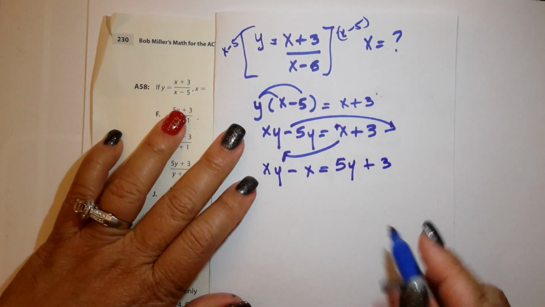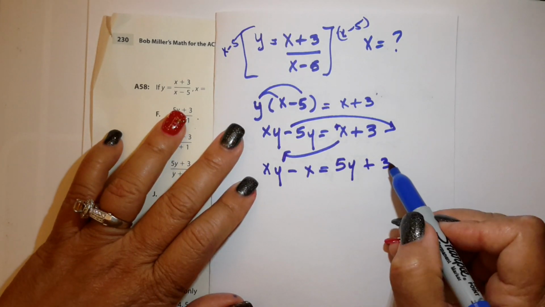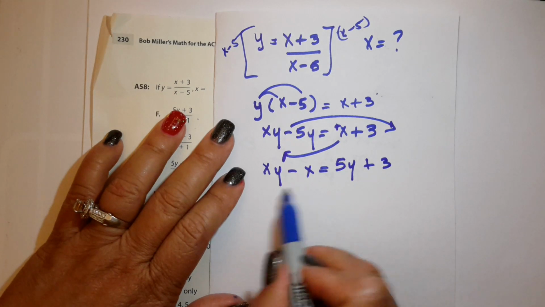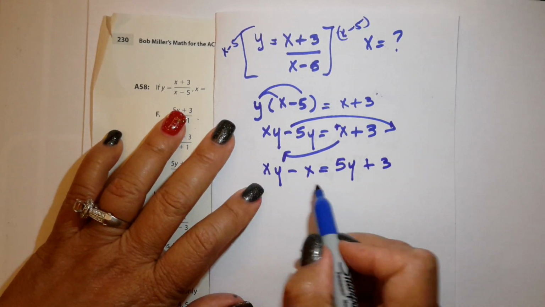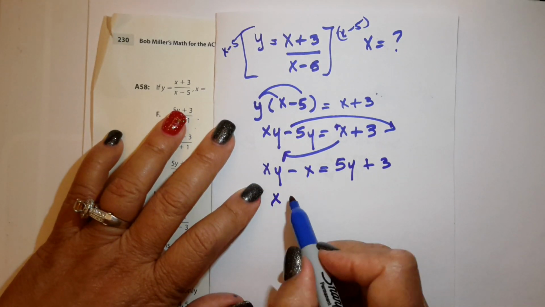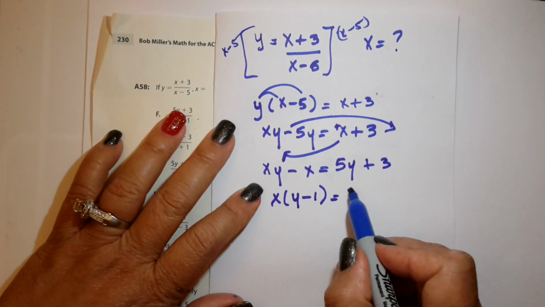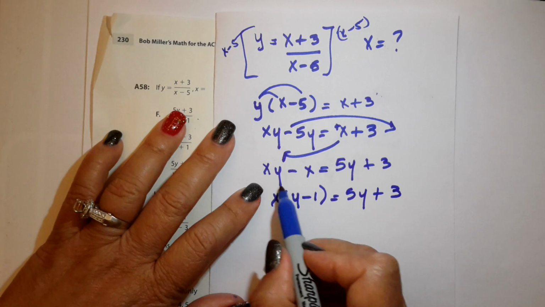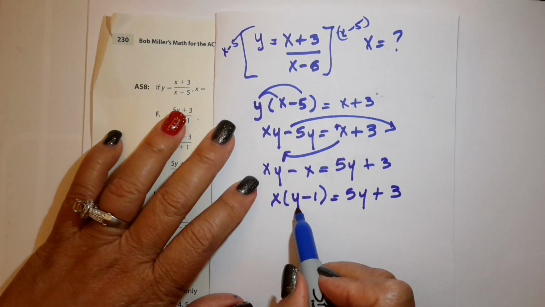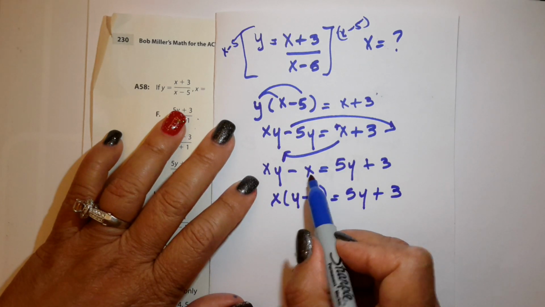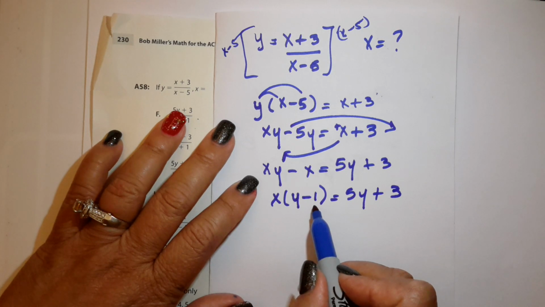Then I'm getting closer because everything that I have here is a y and a 3, and at least I have the x on the left side. But then I'm going to take the x out, and I'm going to have x multiplied by y minus 1. How do I know this is correct? Because when you take the x out, you're left with a y here, and when you take the x out of here, you're left with a 1.